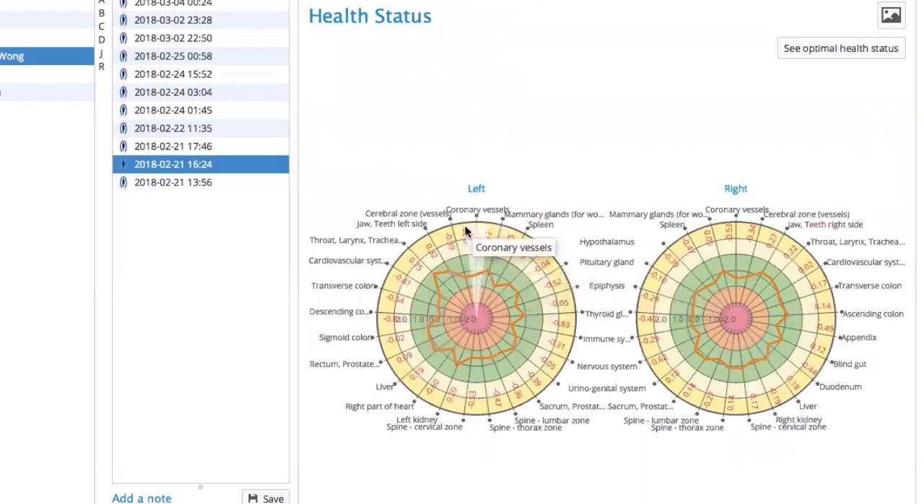Each one of these lines on the circle is one of your meridians or one of your organs. How far out it is determines how much energy it has. If it's too close to the center, that means it is not healthy and it's very weak on energy. Ideally, you can see optimally you want to be where the green line is. Okay, so you can see whether you're balanced on the left or right.